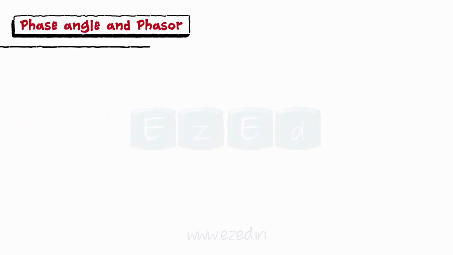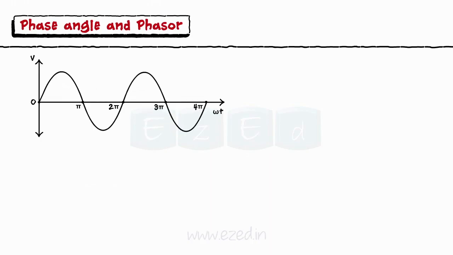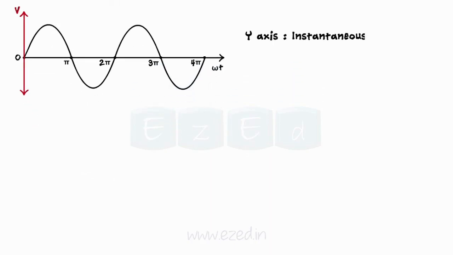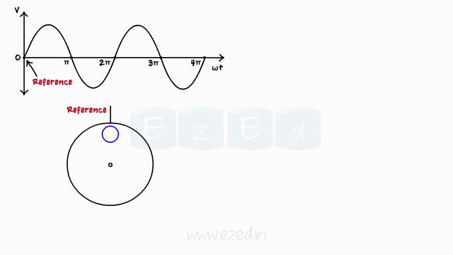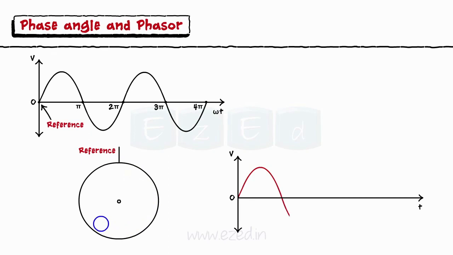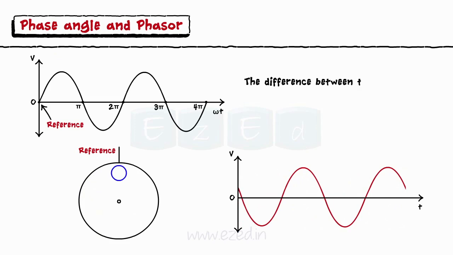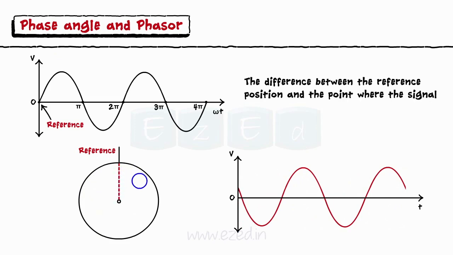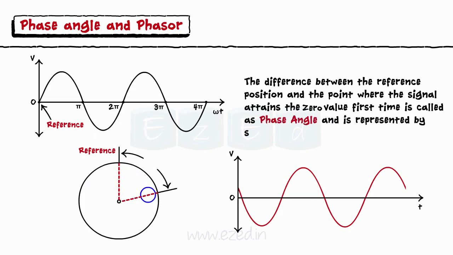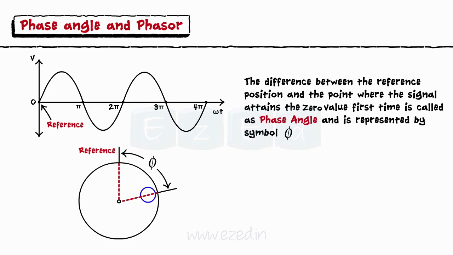We have seen that the sinusoidal signal is plotted V versus omega t. Thus, the y-axis represents the instantaneous magnitude and the x-axis represents the time instant t. The origin is considered as the reference position for plotting the signal. The AC signal is a continuous signal. It may or may not start from the origin. The difference between the reference position and the point where the signal attains the zero value first time is called the phase angle and represented by symbol phi. Thus, we have three possible cases: phase angle equals 0, phase angle is negative, or phase angle is positive.